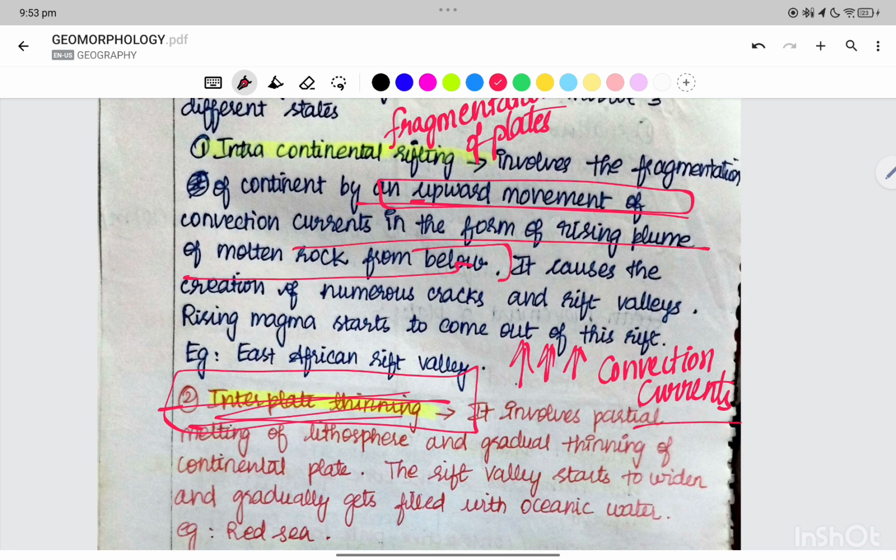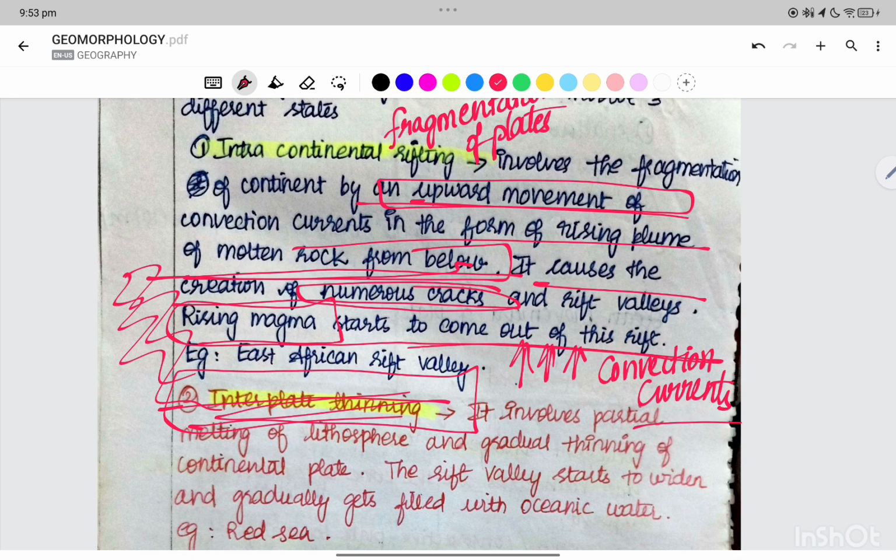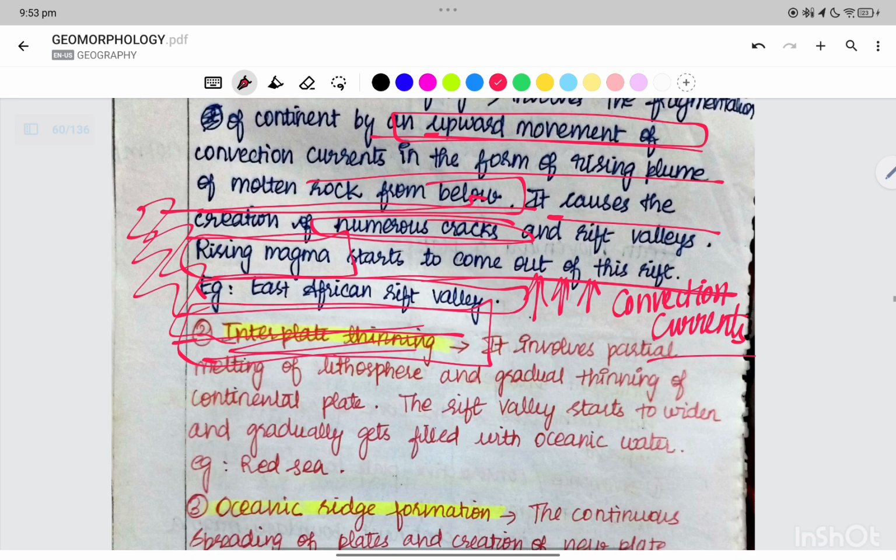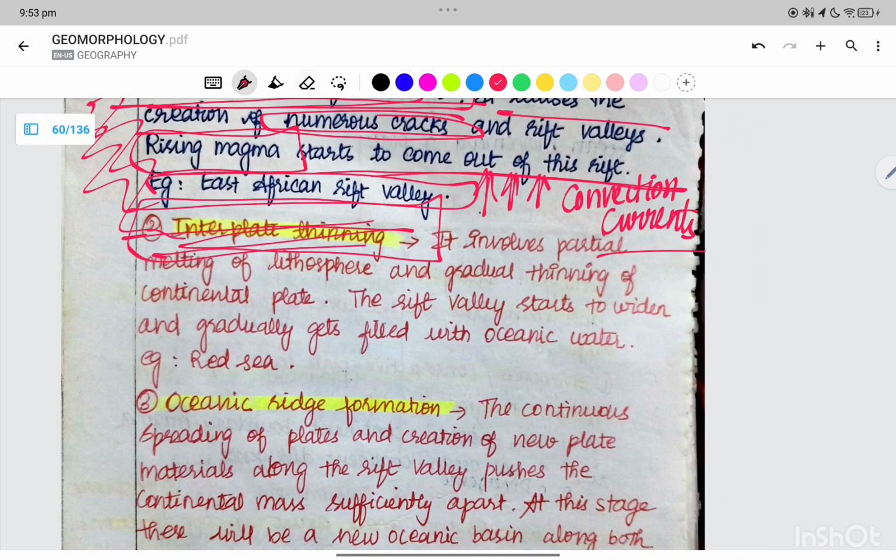Then, in the form of a rising plume of molten rock from below, it causes the creation of numerous cracks. So we have numerous cracks and rift valleys. Rising magma starts to come out. The Eastern African Rift Valley is the first example.